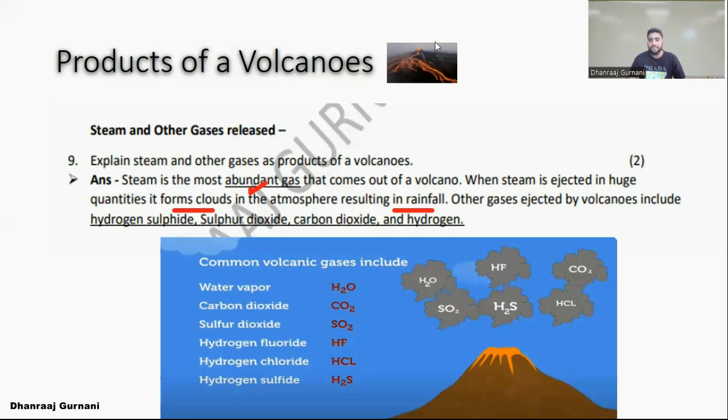Other gases which are ejected by volcanoes include hydrogen sulfide, sulfur dioxide, carbon dioxide, and hydrogen. These are all the other gases which are also ejected during a volcanic eruption, but steam is the most abundant gas.